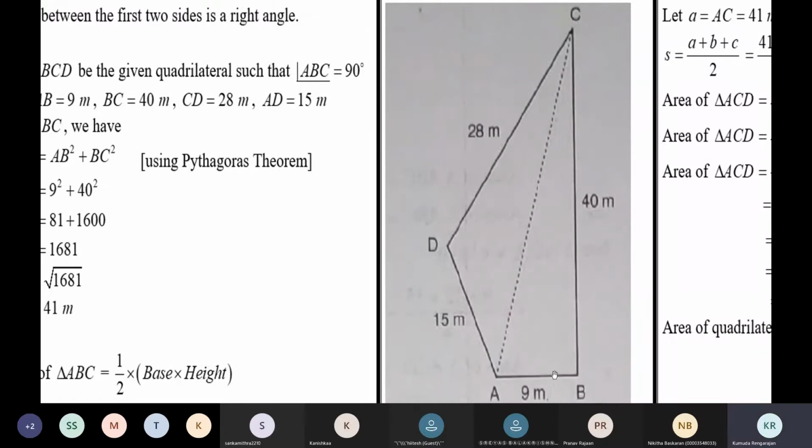We are given that AB is 9 centimeters. The angle between AB and BC is a right angle. I told you, you don't have to draw such a tall one. The two sides are perpendicular to each other, so this is 90 degrees. The angle included between these two sides is the right angle.